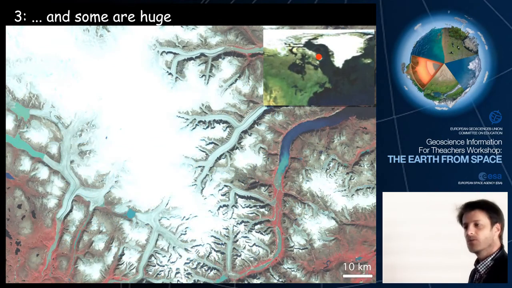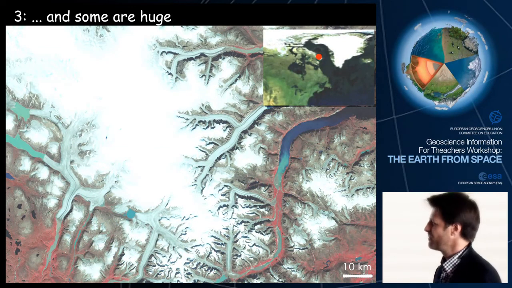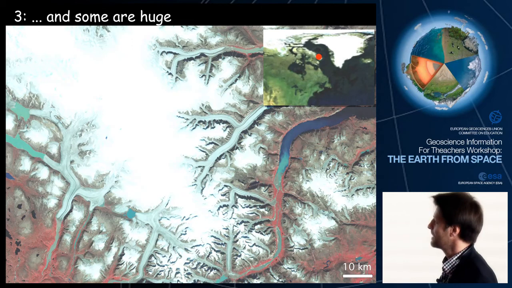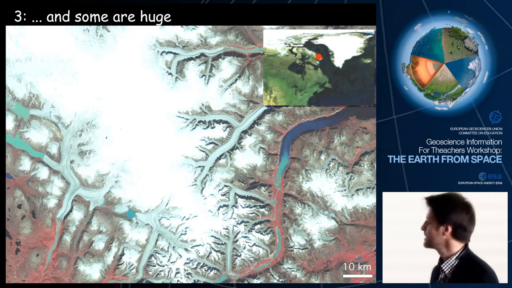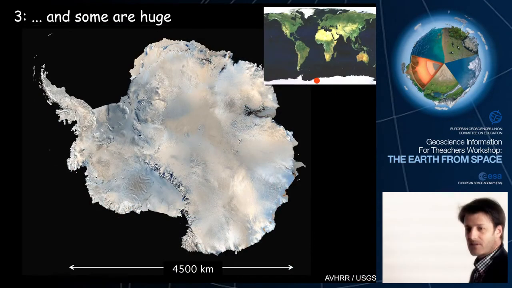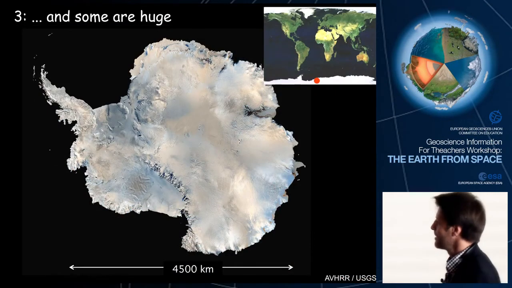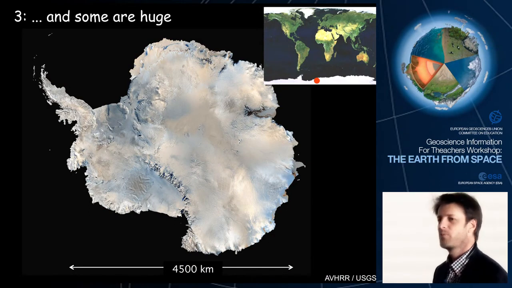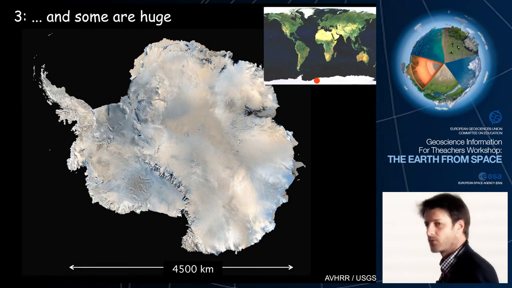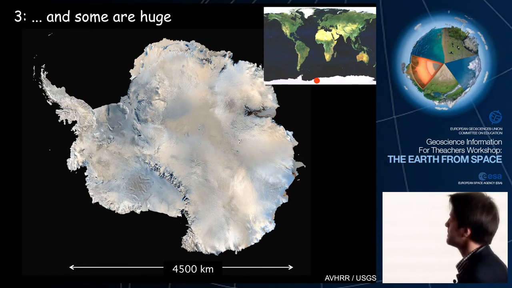And it's not only that there are so many glaciers, some are huge, so it would not be possible to do anything from the ground. So this is an ice cap in the Canadian Arctic, for example. Here you see the scale. Or the largest ice mass on Earth, the Antarctic ice sheet. It's not possible to cover the entire ice sheet on the ground. So you need remote sensing methods.